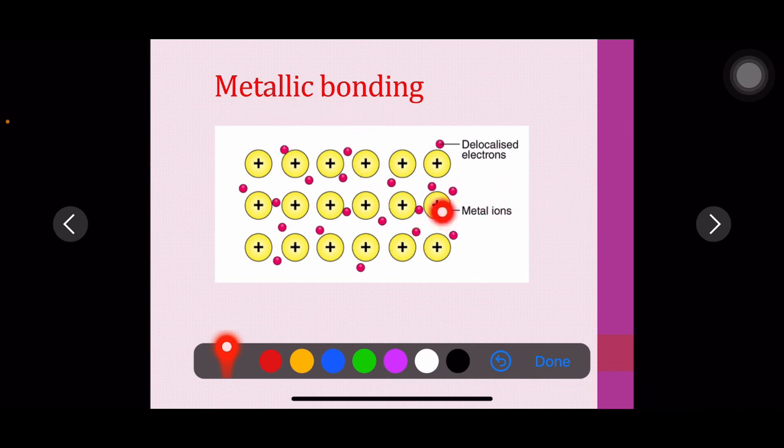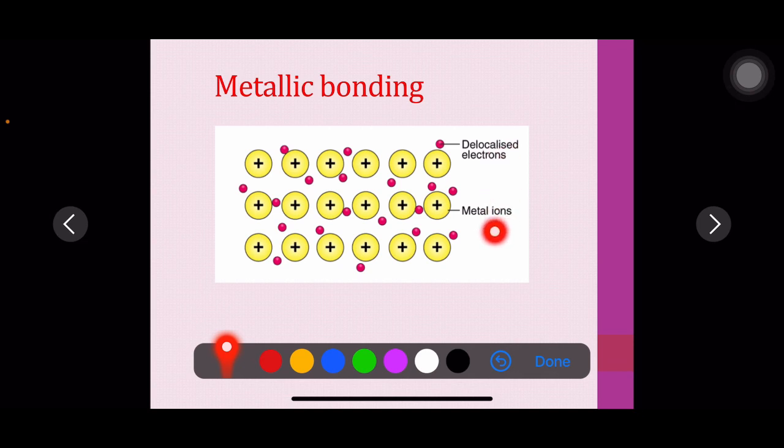It exists between positive ions or cations and delocalized electrons. Actually, the outer shell electrons or valence electrons are delocalized from their outer shells, and they are arranged as a sea of electrons. So the electrostatic force of attraction between these delocalized electrons and metal ions is called metallic bonding, which acts as a glue and holds the structure of the metal.